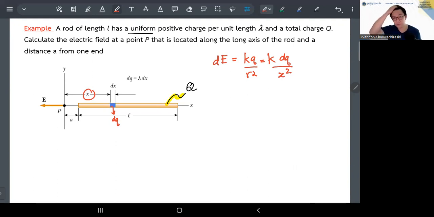Very cool. All right. What is the next step? Well, you have to keep doing this. You have to slice a tiny dq here from the left end of the rod. And if you keep doing slice, another slice, another slice, and each slice, you have to do this kq over r squared. You guys with me? Okay, come along with this.